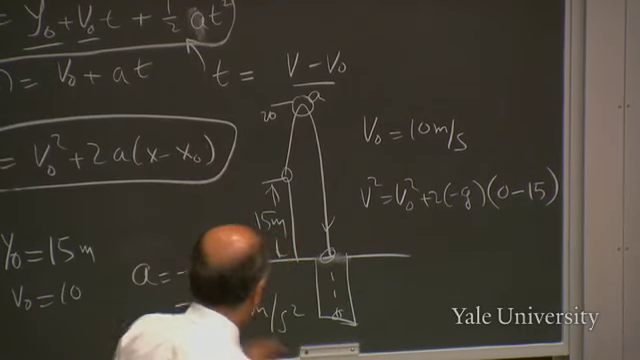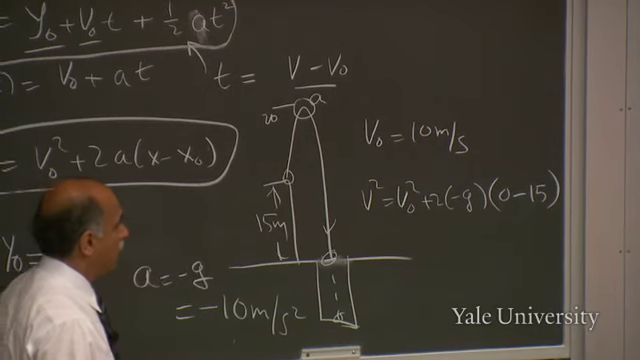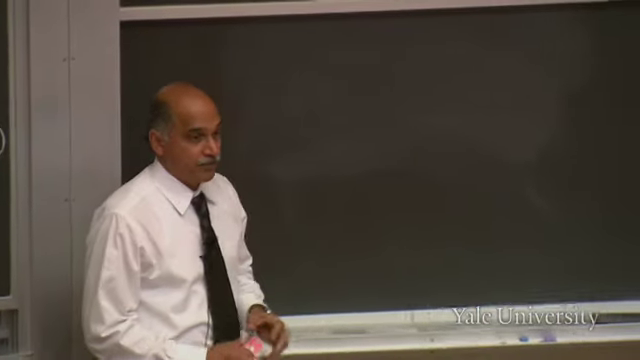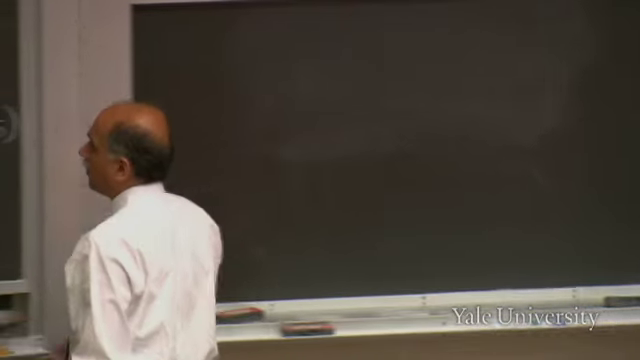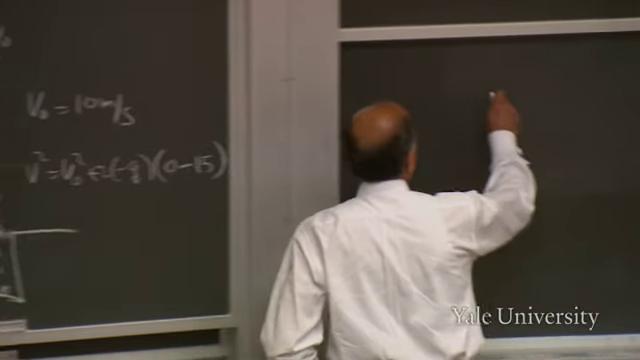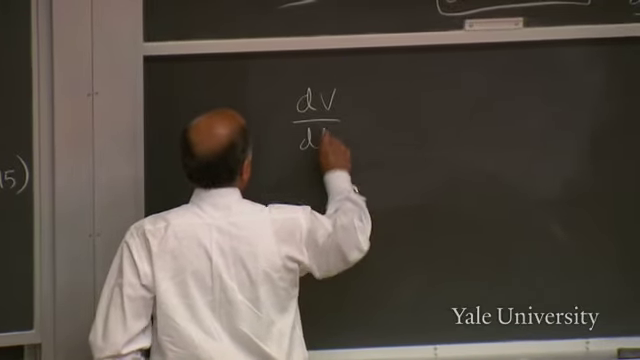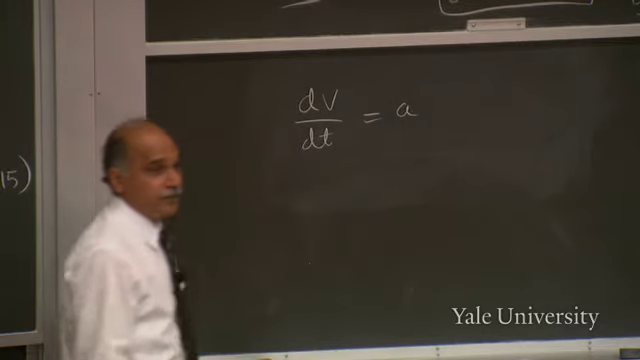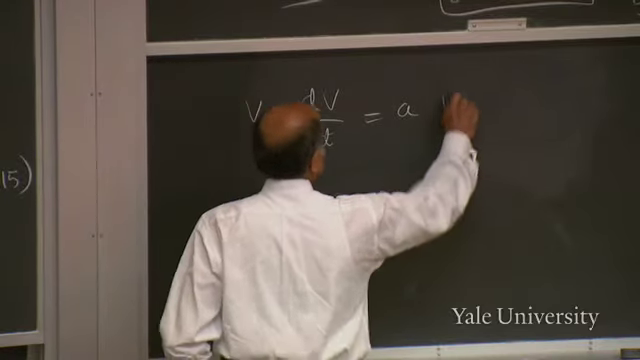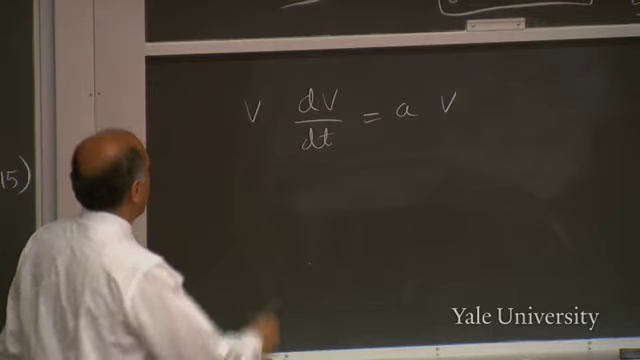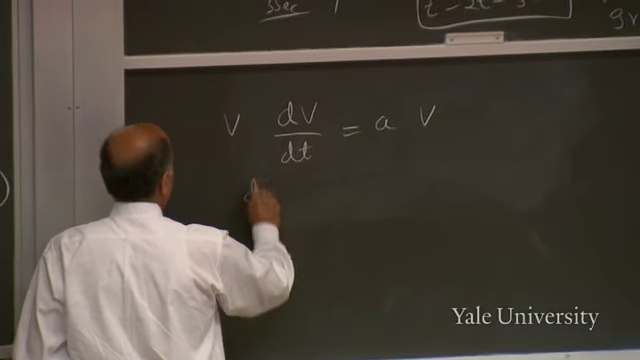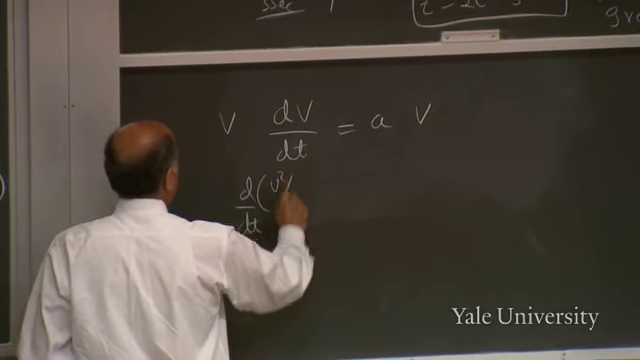I want to derive the last result in another way. Then I will stop. That's pretty interesting because it shows the use and abuse of calculus. So I'm going to find this result using calculus in a different way. From calculus, we know dv/dt is equal to a. So multiply both sides by v. Now, you have to know from elementary calculus that v times dv/dt is really d/dt of v squared over 2.